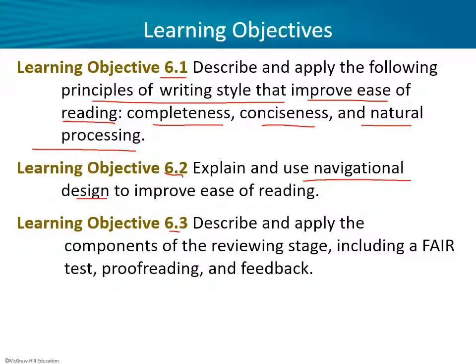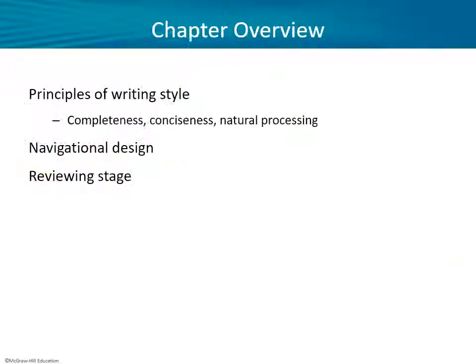Then we'll wrap up by talking about the components of the reviewing stage, including that FAIR test, which, if you remember, F-A-I-R, the F was the facts, A was accessibility, I was impact, and the R was respect. We'll be administering that test, talking about proofreading strategies, and then feedback. So it's pretty good objectives.